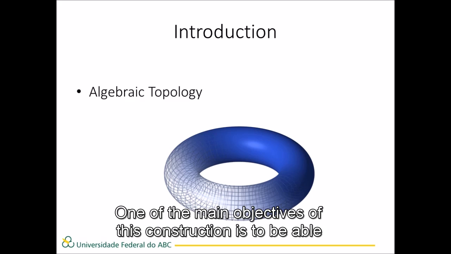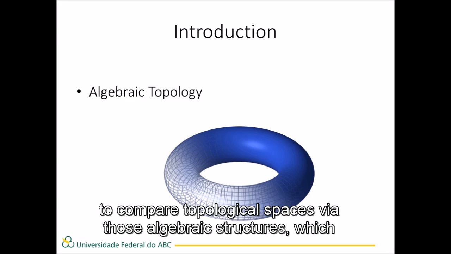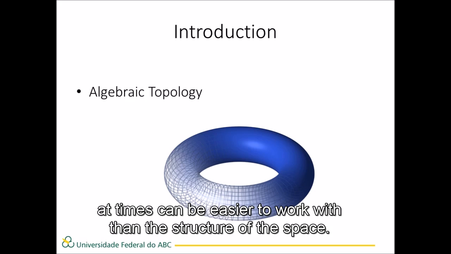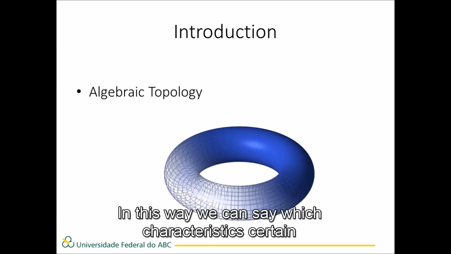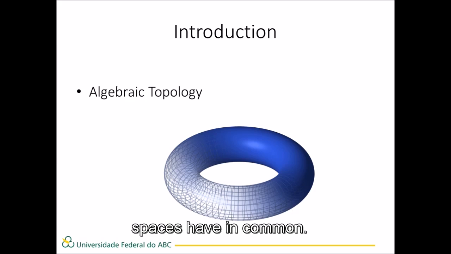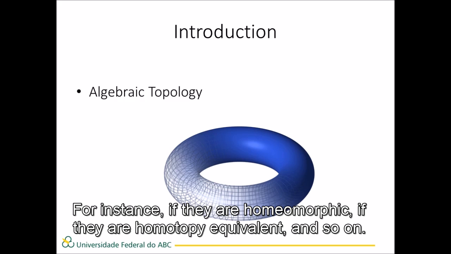One of the main objectives of this construction is to be able to compare topological spaces via those algebraic structures, which at times can be easier to work with than the structure of the spaces. In this way, we can say which characteristics certain spaces have in common, for instance, if they are homeomorphic, if they are homotopy equivalent, and so on.